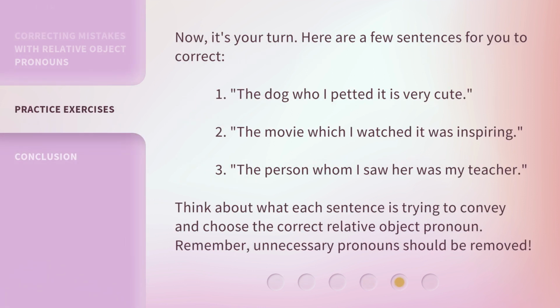Now, it's your turn. Here are a few sentences for you to correct. 1. The dog who I petted it is very cute. 2. The movie which I watched it was inspiring. 3. The person whom I saw her was my teacher. Think about what each sentence is trying to convey and choose the correct relative object pronoun. Remember, unnecessary pronouns should be removed.